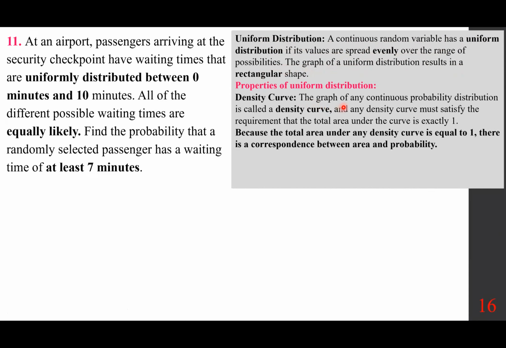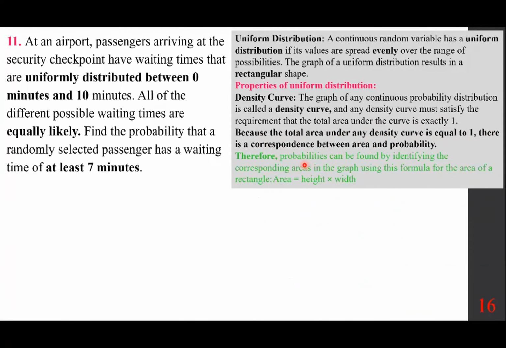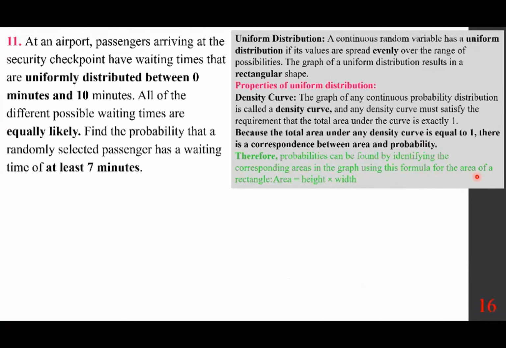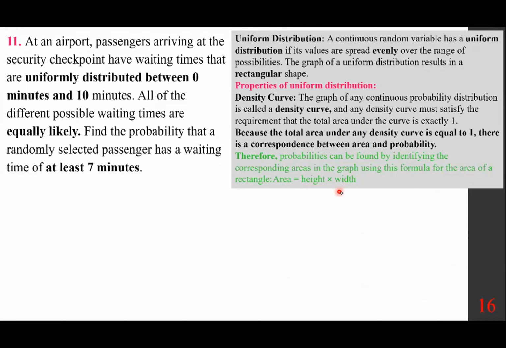Density curve. The graph of any continuous probability distribution is called a density curve, and any density curve must satisfy the requirement that the total area under the curve is exactly 1. Because the total area under any density curve is equal to 1, there is a correspondence between area and probability. Therefore, probabilities can be found by identifying the corresponding areas in the graph using the formula for the area of a rectangle. Remember, the area is the length times the width. In this case, it would be height times the width.